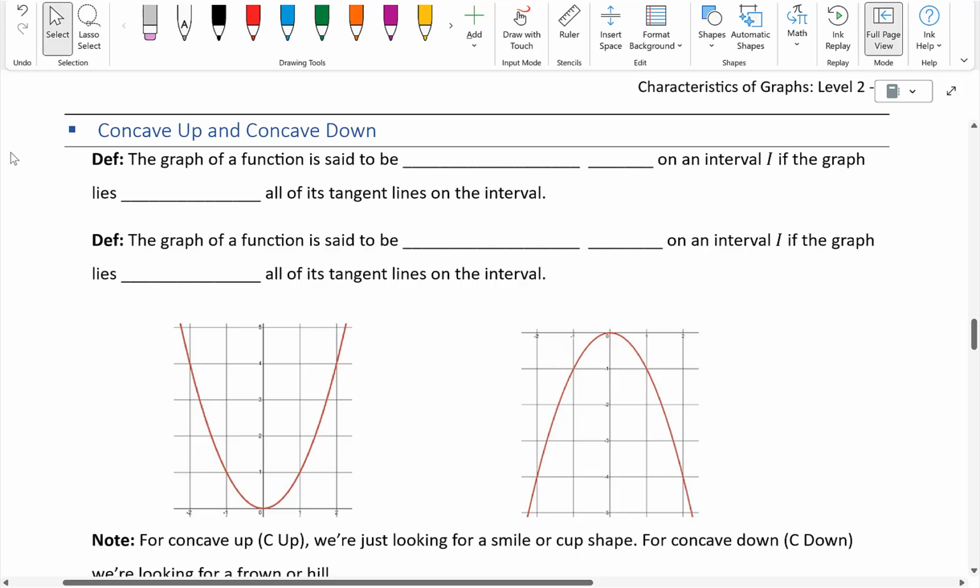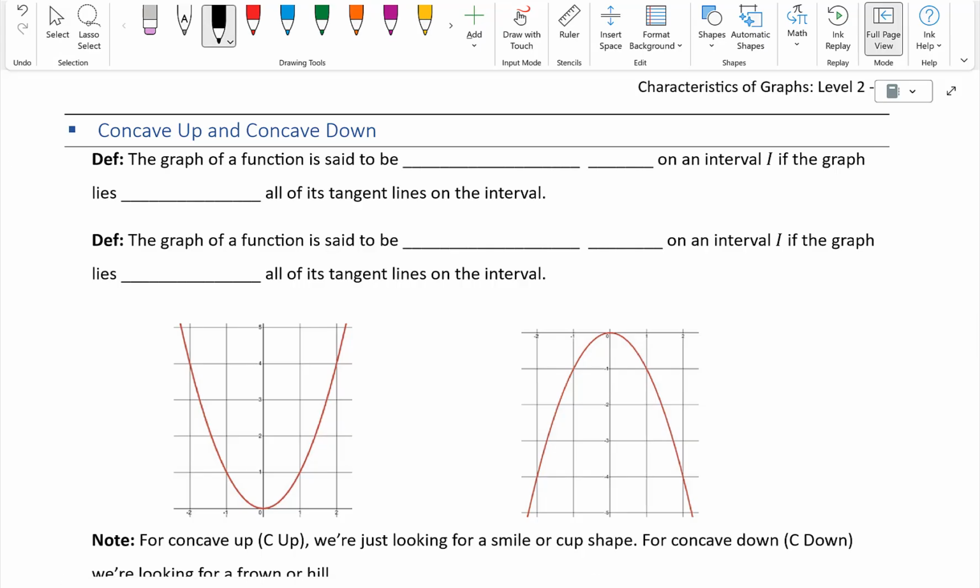All right, for concavity, we're looking for concave up and concave down. Our definition here: the graph of a function is said to be concave up on an interval I if the graph lies above all of its tangent lines on the interval, and we'll draw some on our picture below. The graph of a function is said to be concave down on an interval I if the graph lies below all of its tangent lines on the interval.